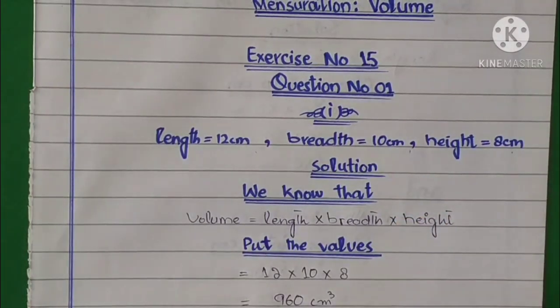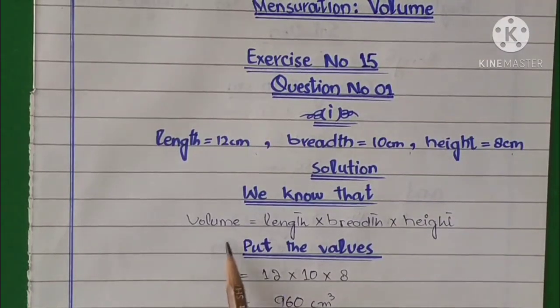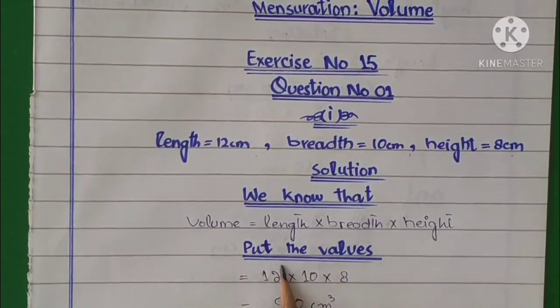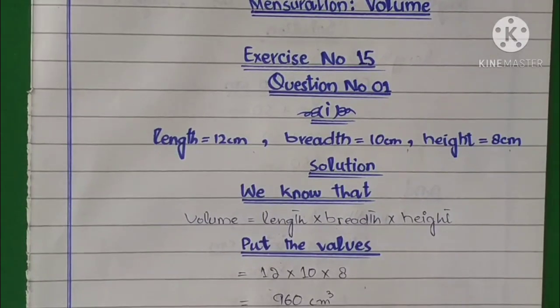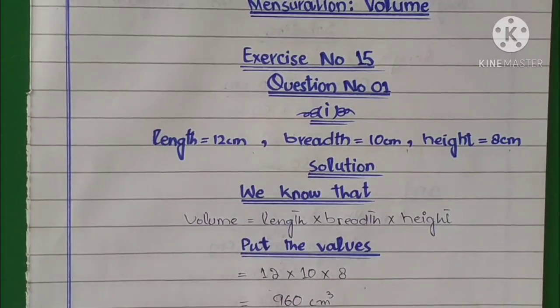We have already discussed the formula: volume of cuboid is equal to length multiplied by breadth multiplied by height. So we know that volume is equal to length multiplied by breadth multiplied by height. Now we will put the values: 12 multiplied by 10 multiplied by 8. After multiplying, we will get 960 centimeter cube. This is the volume of the given cuboid.